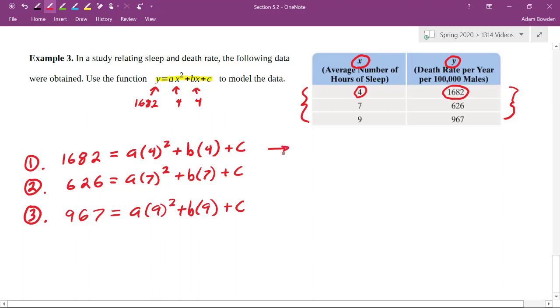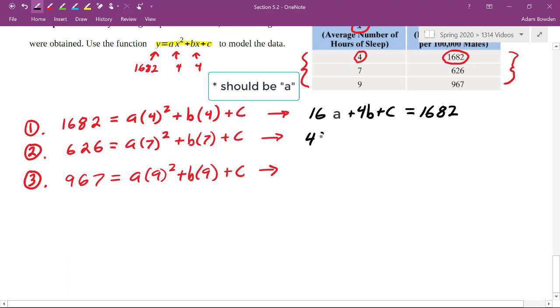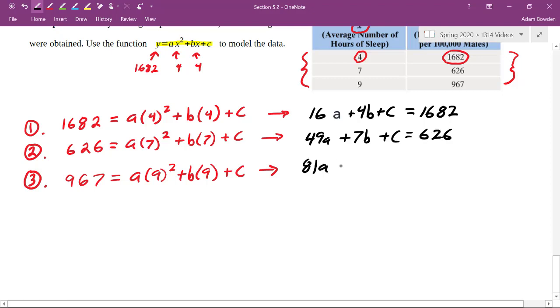Okay, so now we have all these numbers here. It's kind of crazy, but we're going to go ahead and simplify things down just a little bit. This will look like 16a squared plus 4b plus c is equal to 1682. 49a plus 7b plus c is equal to 626. And then 81a plus 9b plus c is 967.